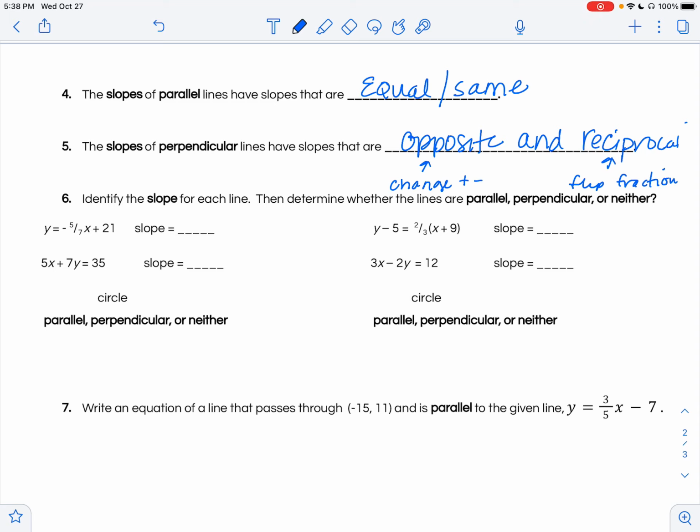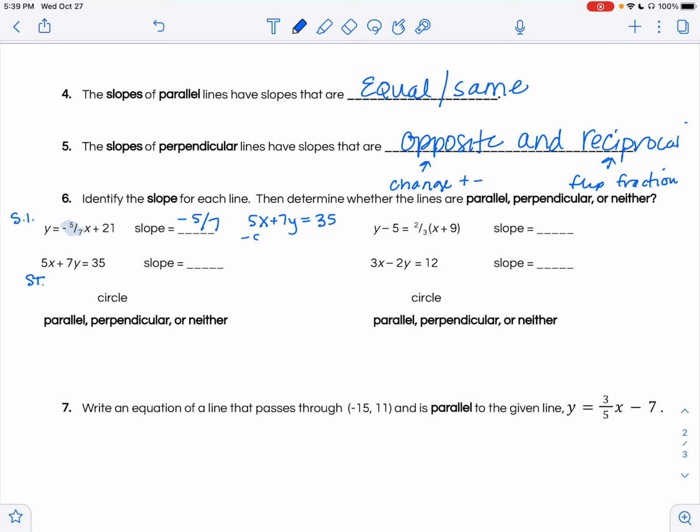Okay, so now we're going to look at this and it says identify the slope for each line. So when I'm looking at this one, this is our favorite, right? Mx plus b. I can see my slope is this number right here next to x. But when I look at the next one here, I'm in standard form. So this was slope intercept form. This one's in that standard form. So we're going to use algebra. I'll show my work off to the side because I need to find the slope.